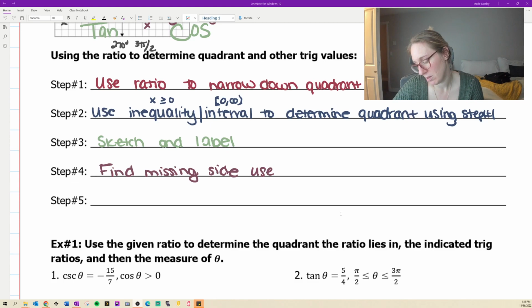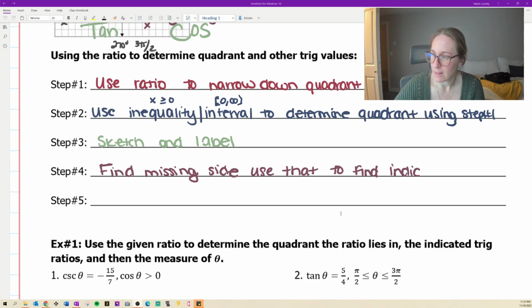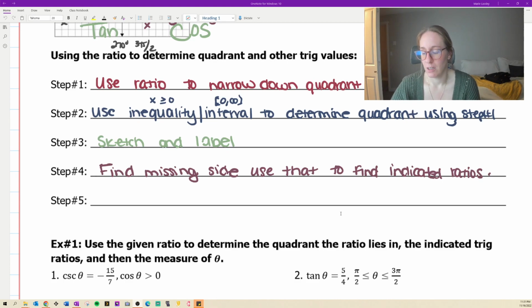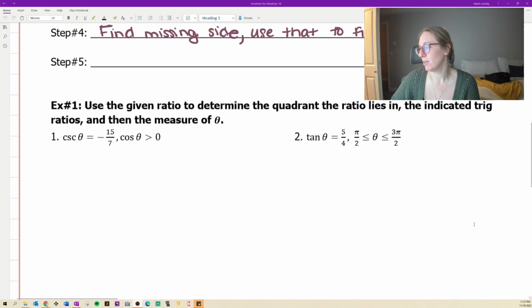Use that to find the indicated ratios. You're going to find your missing side and then use it. So the problem is going to say, for instance, cosecant of theta is negative 15 over 7.